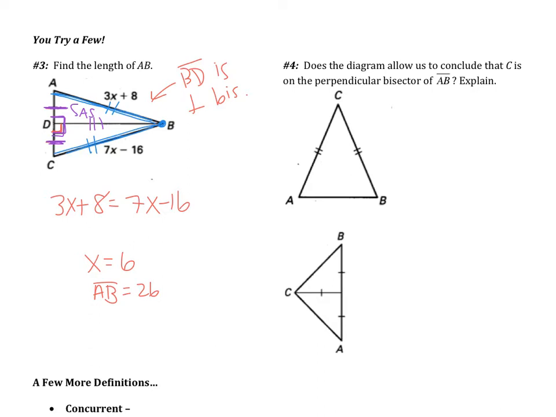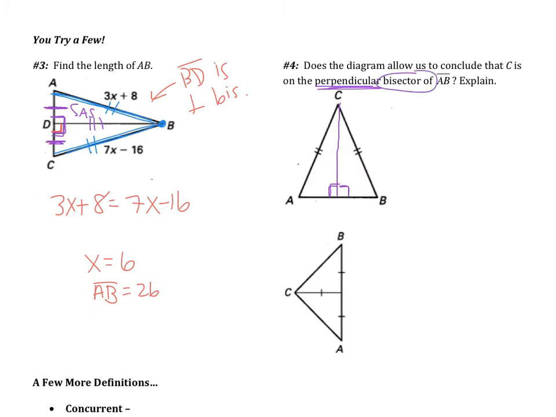Example 4. Does the diagram allow us to conclude that C is on the perpendicular bisector of AB? Explain. Okay, so the first thing that I want to do is connect C to the other side. So I'm going to connect C to AB, and I'm going to do it in such a way that this segment is perpendicular. So basically I already know that my segment is perpendicular. I need to know if it is also a bisector.